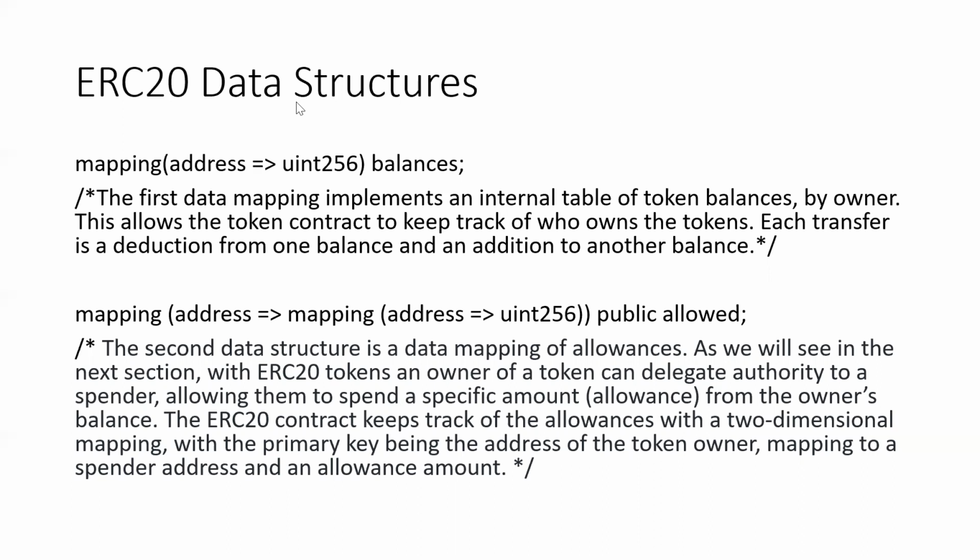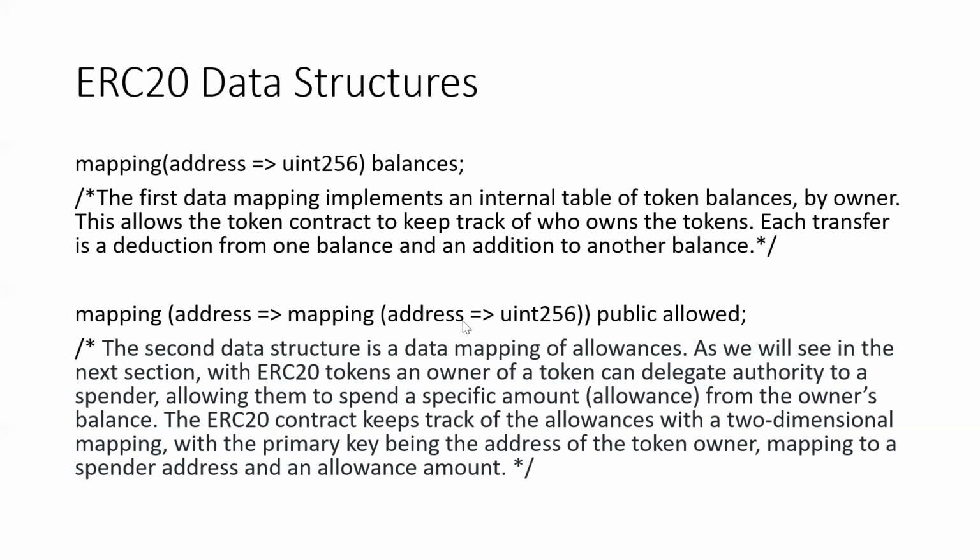So we see here mapping, address, unsigned integer 256, and then balances. Well, actually, this unsigned integer 256 is going to store the amount, and the address is the key. So, for example, this balances mapping will keep track of every address that owns some number of tokens, and this unsigned integer will be the number of tokens associated with that particular address.